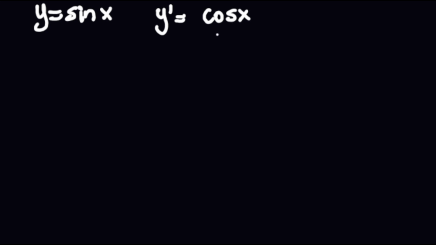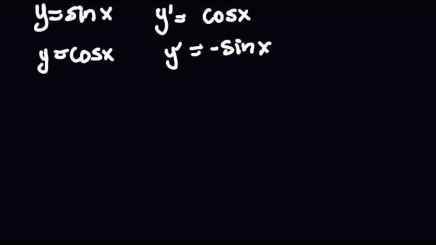Now, suppose we are given y equals sine x, and we are asked to find dy/dx, that's y prime. Whenever you differentiate sine x, it's going to give us cos x. Then if you are given y equals cos x and you're asked to find the derivative of cos x, y prime is going to be equal to minus sine x. So this y prime in this case represents dy/dx.